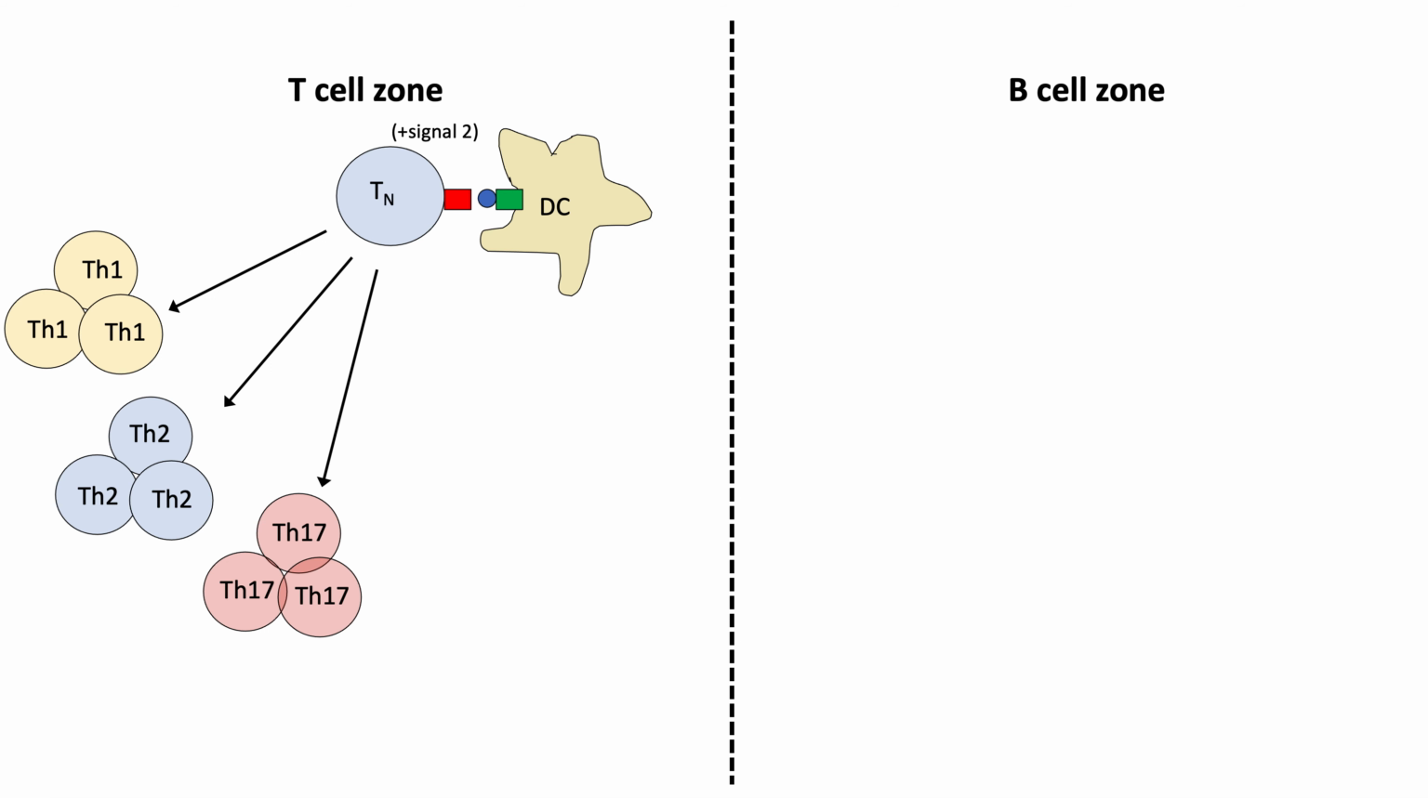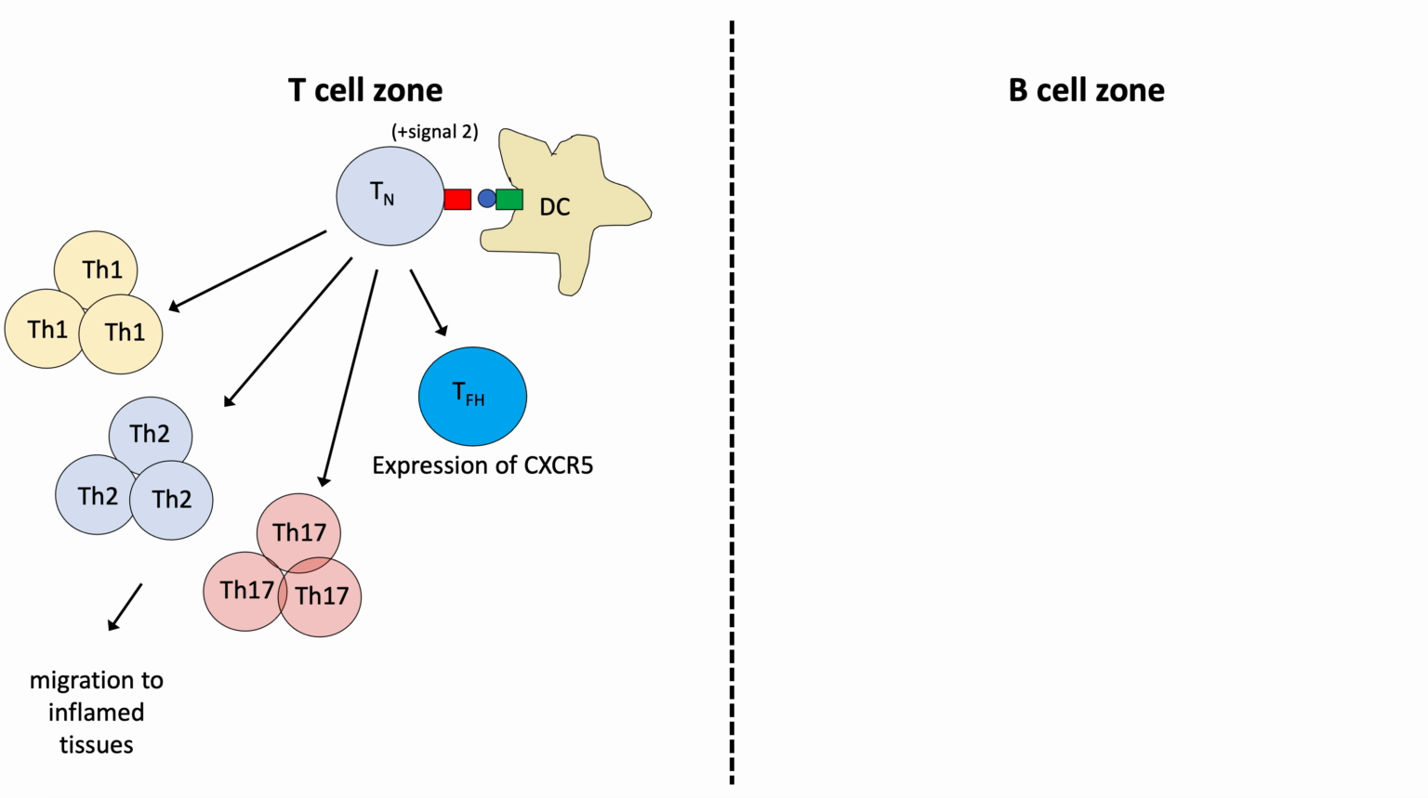And when these effector subsets are induced, they migrate to inflamed tissues. But there's a subset of all of these responses that instead of migrating to inflamed tissues, they express a chemokine receptor called CXCR5. And this induces these cells to migrate to the B cell zone. And for that reason, these cells are called T follicular helper cells, because these are the subset of cells that specialize in enhancing B cell activation within the B cell zone. So when we talk about B cell activation, we'll come back to the role and function of these T follicular helper cells.